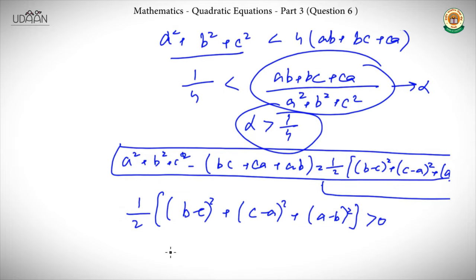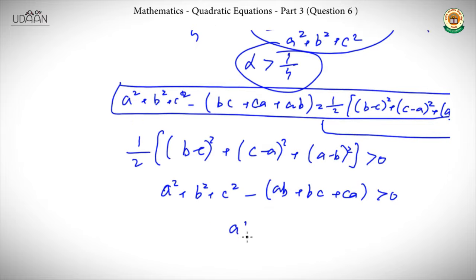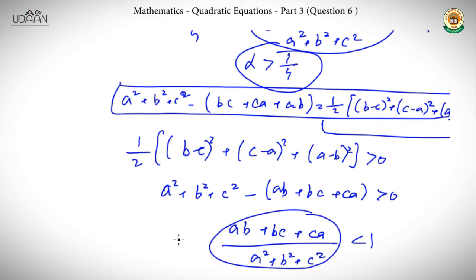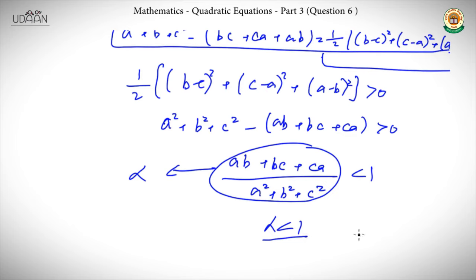Therefore, as a result, we get that the term on the LHS, that is a square plus b square plus c square minus (ab plus bc plus ca), will obviously be greater than 0. That is, we get that (ab plus bc plus ca) divided by (a square plus b square plus c square) will come out to be less than 1, and this again, as we know, is alpha. Therefore, in the second case we get alpha is less than 1, and we also had alpha is greater than 1/4.